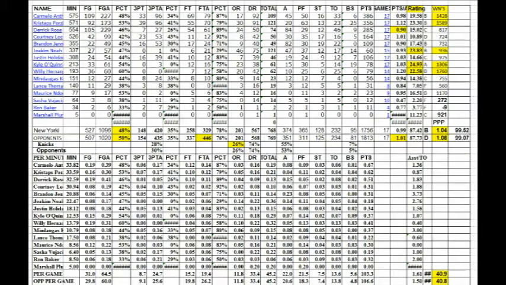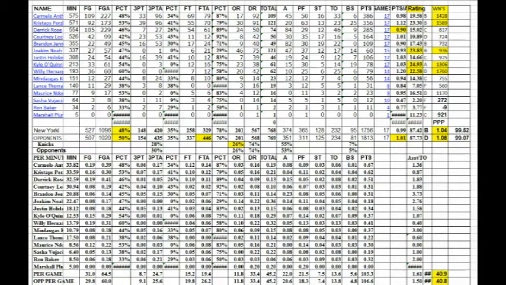Well, this is the Knicks evaluation sheet, and they're right now at the point of this sheet. They were 8-9, eight wins and nine losses, and they probably should be better than that. But we'll point a few things out here.